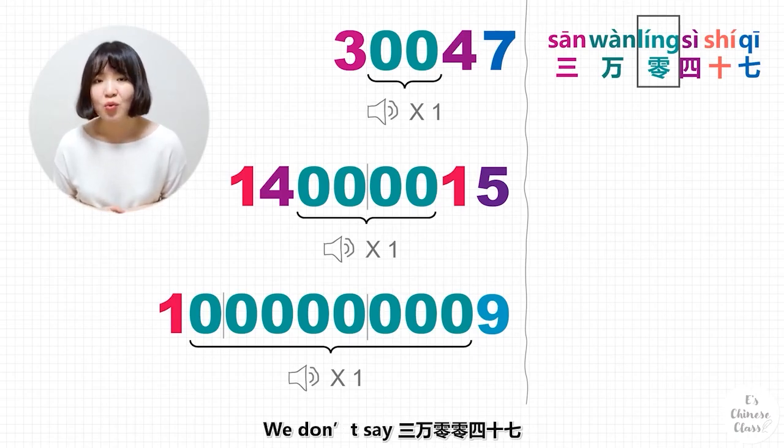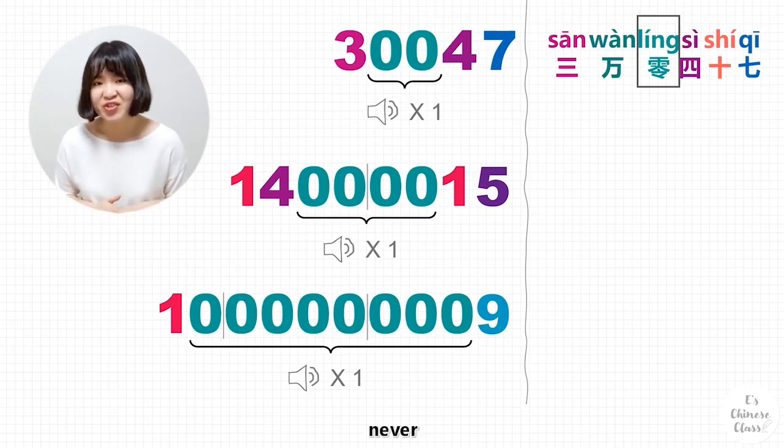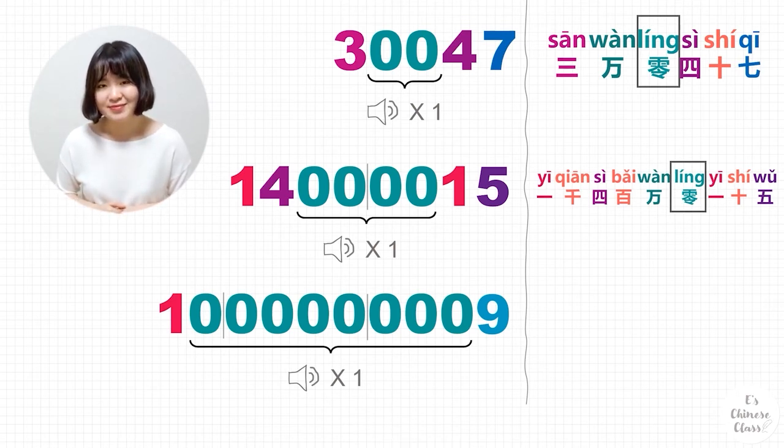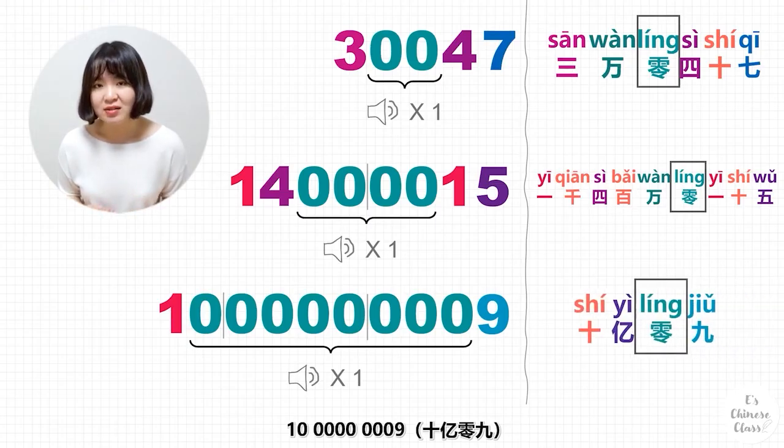30,047. We don't say it with extra zeros. Never. 1,400,015. 10,009.